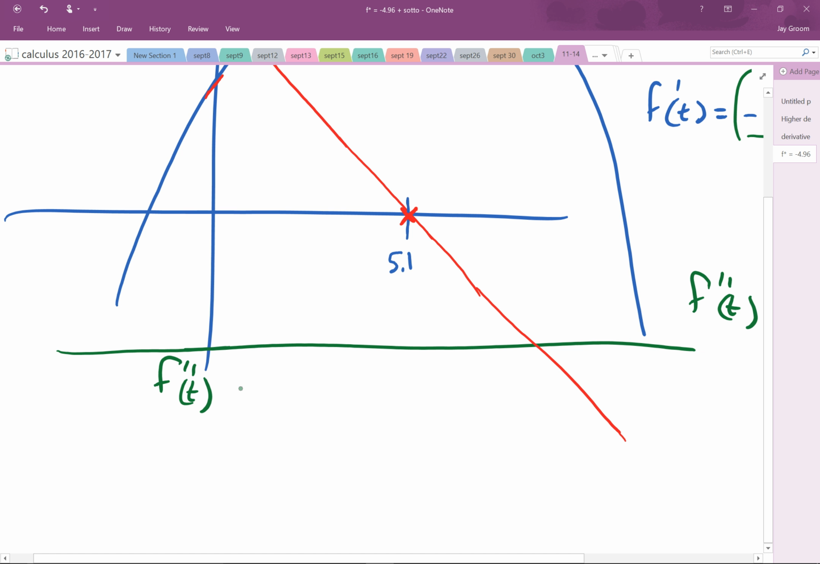That's right. Why is it down there, Mr. Groom? Because it's always negative. Does the first derivative have a maximum in the true sense of the word? It does not. It's linear. So that's what it's going to look like. And we can do this all day long.